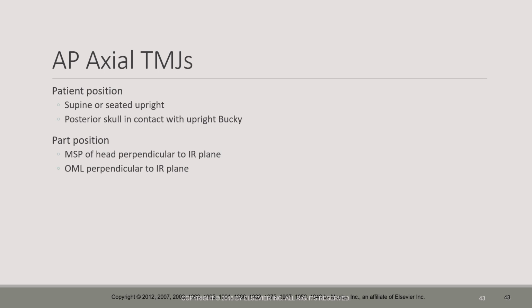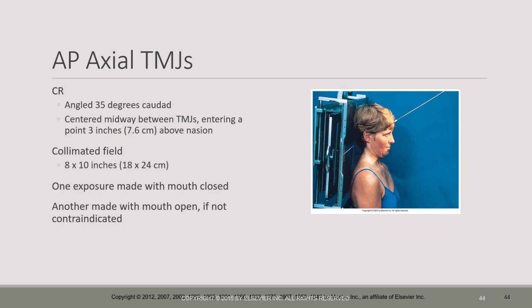Okay. So upright or seated, typically seated because of the limits of your tube crane. Laying down if they just can't stand up. Mid-sagittal plane perpendicular to the IR. OML perpendicular to the IR, so they tuck their chin quite a bit, right, like they do in the Townes projection. Okay, and then we're increasing the tube angle to 35 degrees, and then the central ray passes through the TMJ joints. So it doesn't really give you an anterior landmark. I would put that at probably about an inch superior to the glabella. Oh, they say 3 inches superior to the nasion.